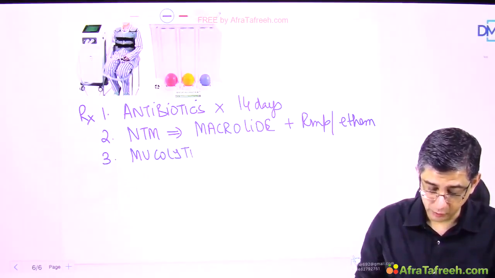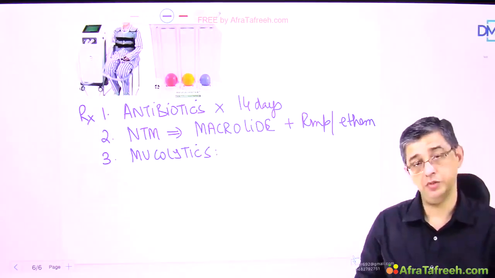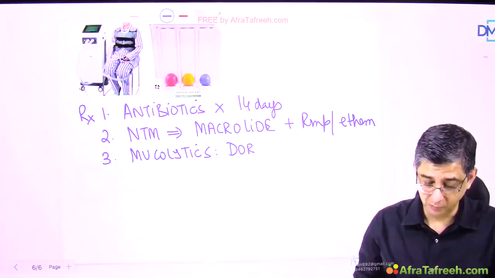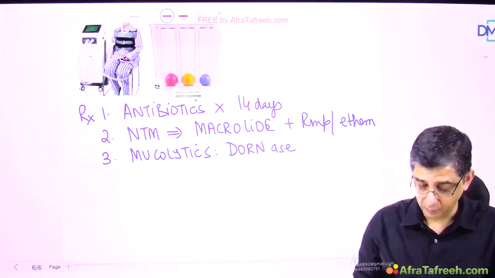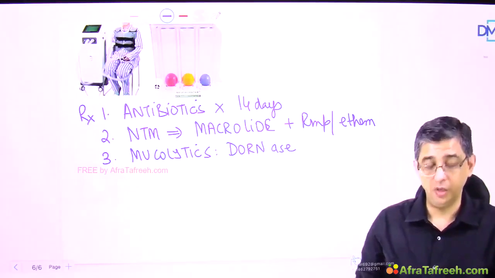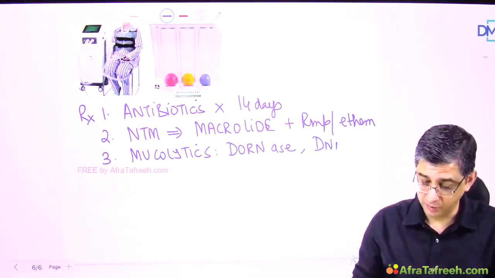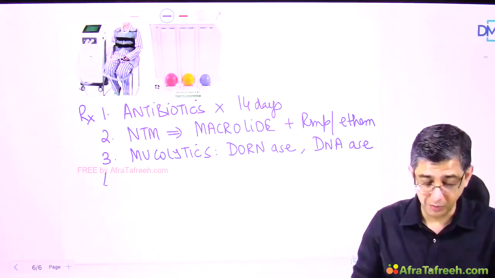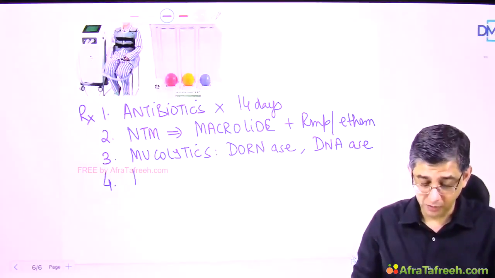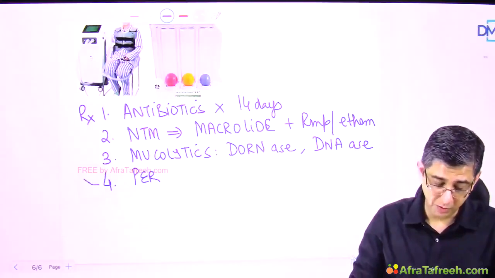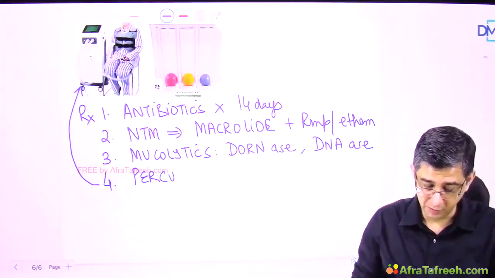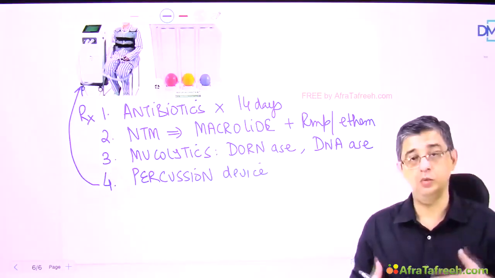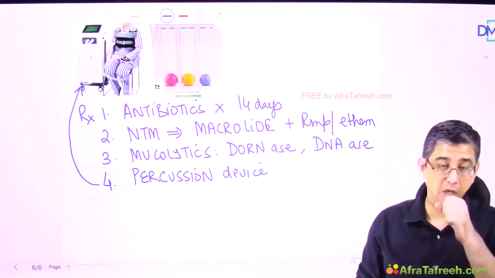Mucolytics are especially useful in patients who are having cystic fibrosis because the secretions are very, very thick. So we will be first mentioning the commercial name, that is Dornase, or I can mention the technical name, that is DNase. It simply means that it will break down the consistency of the sputum in the patient. Of importance is chest percussion devices. The image shown here is a percussion device on the chest. The vibrations that it will produce will cause dislodgement of the sputum from the deeper parts of the lung, and then the person can cough it out.